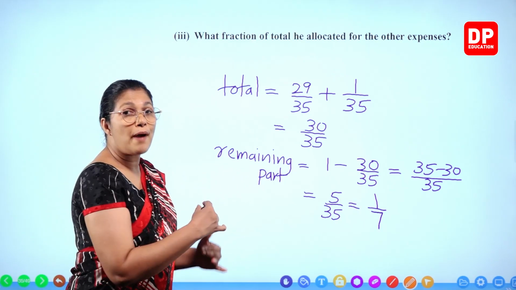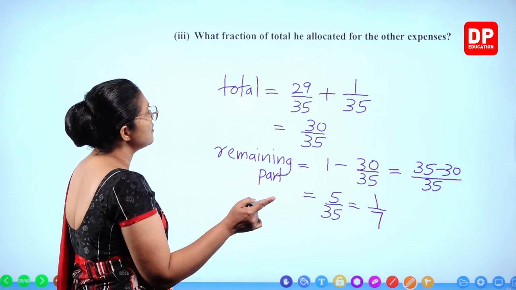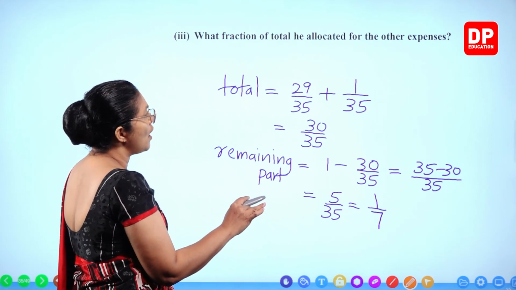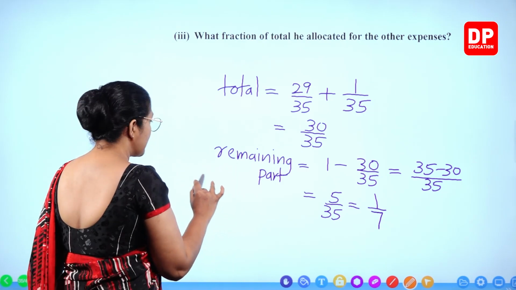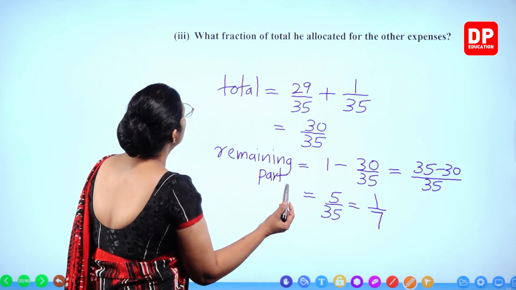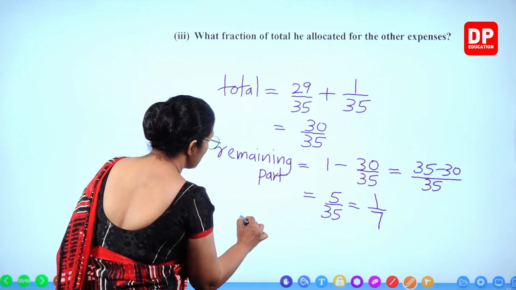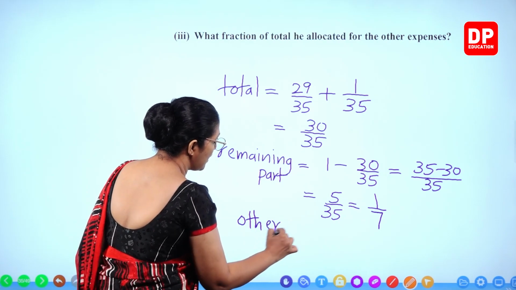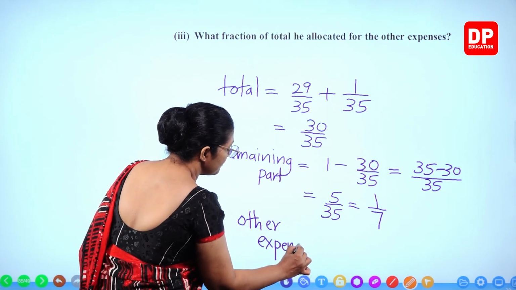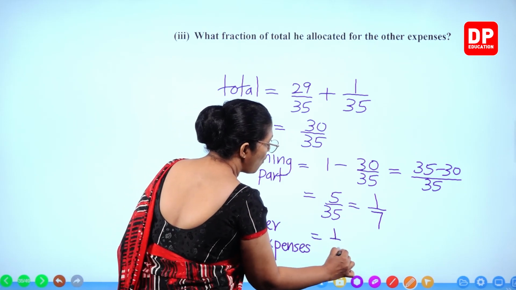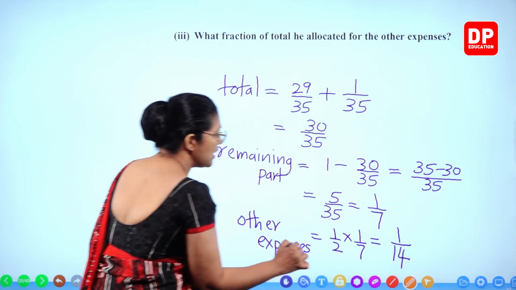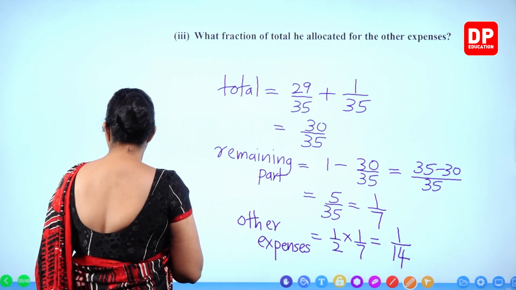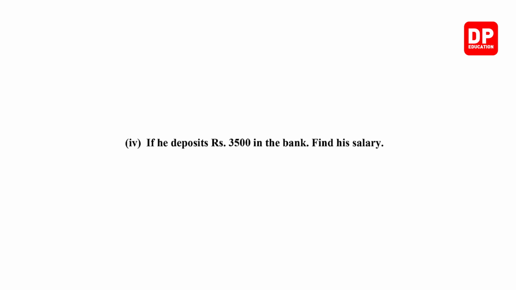Now you have to divide by 2 to get the other expenses. So half of that amount for other expenses as well as half the amount for depositing in a bank. So for other expenses, you have to take half of 1/7. So that means 1/14. Then last part, if he deposits 3,500 rupees in the bank, find his salary.